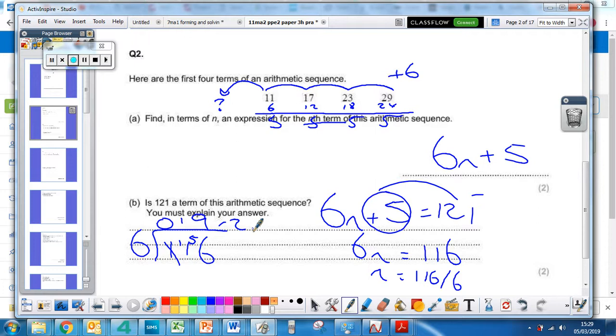And therefore, it doesn't work. It's not a term in the sequence. If the solution was a whole number, then yes, it would be. But it wasn't, so it's not. And that's how you test if it's in the sequence or not.